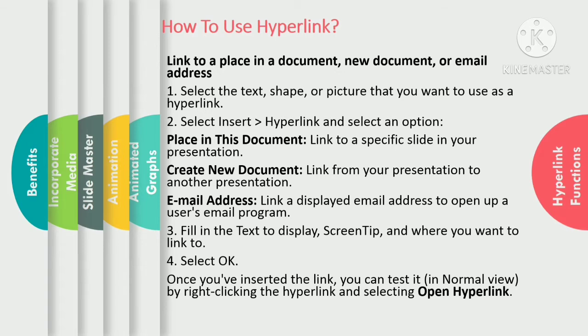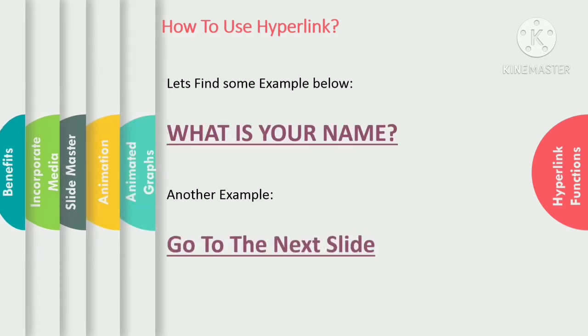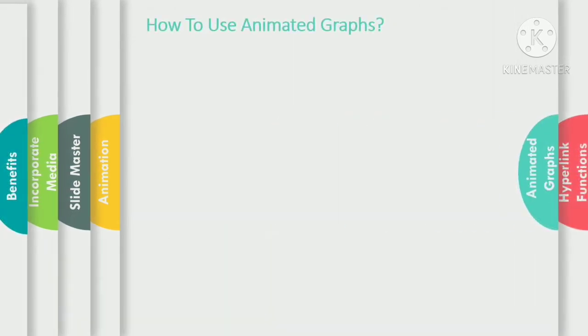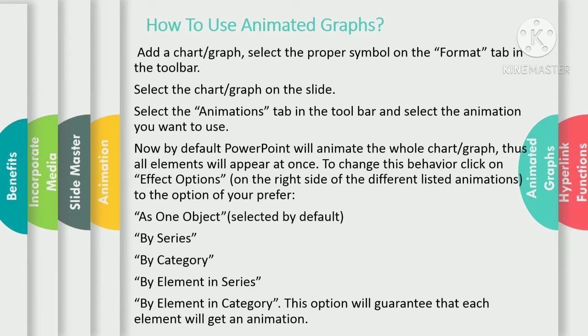Step 3, fill in the text to display, screen tip and where you want to link to. Then select OK. Once you have inserted the link, you can test it. Another example is go to the next slide. So this is also hyperlinked with the next slide. When I click here, I will go to the next slide. Let's see. See, I came here. So this slide will tell us about the animation graph, how animation graph is used.